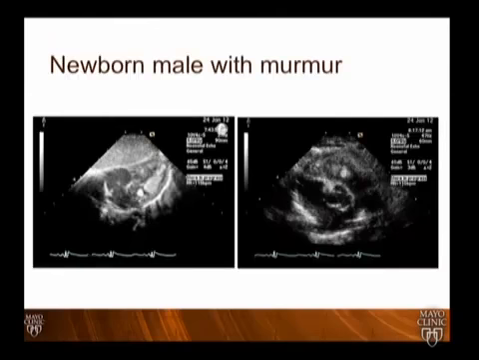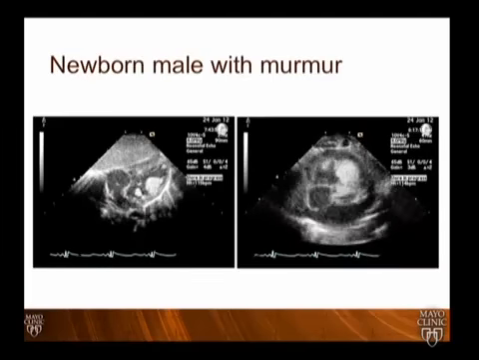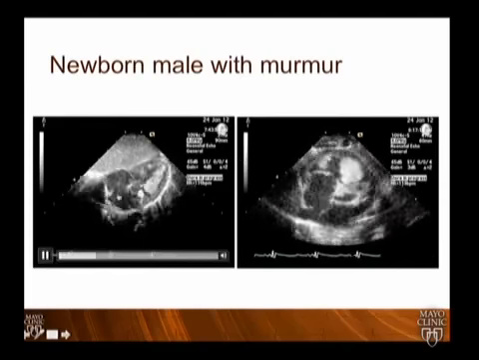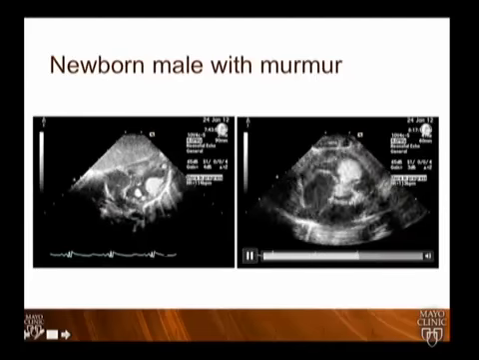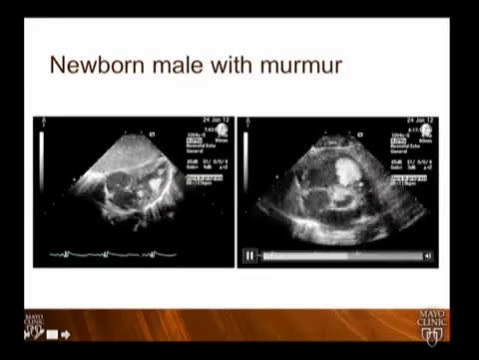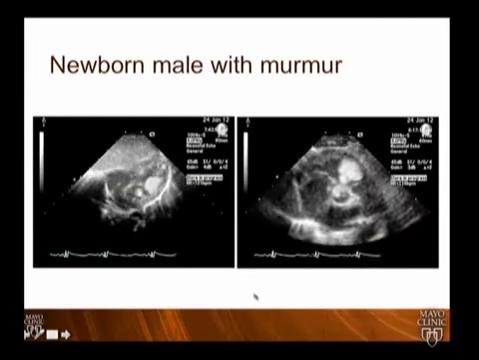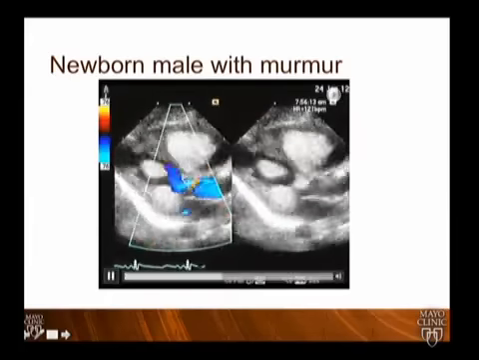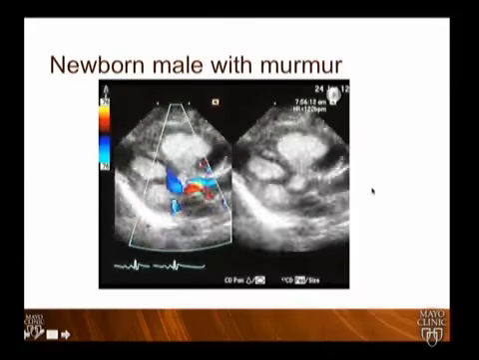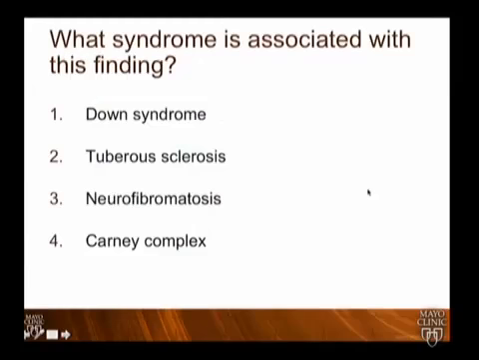So next question. This is a newborn male who presents with a murmur. So we're starting subcostal here. So right ventricle, right atrium, left atrium. This is a parasternal short axis at the level of the aortic valve here. So this is the right ventricular outflow tract, pulmonary valve. And here's a parasternal long axis with color on this side and on the right side without color. Same image. So the question is, what syndrome is associated with this finding? Is it Down syndrome, tuberous sclerosis, neurofibromatosis, or Carney complex?